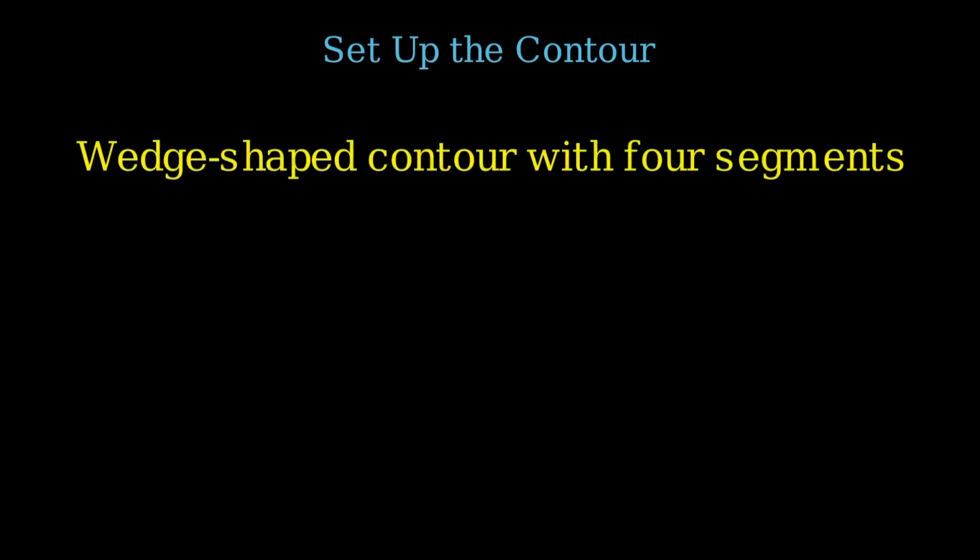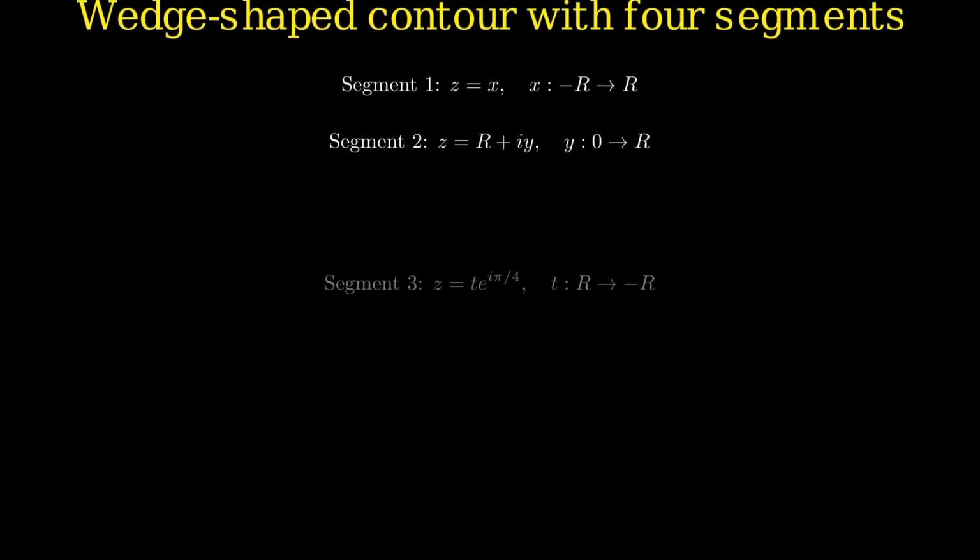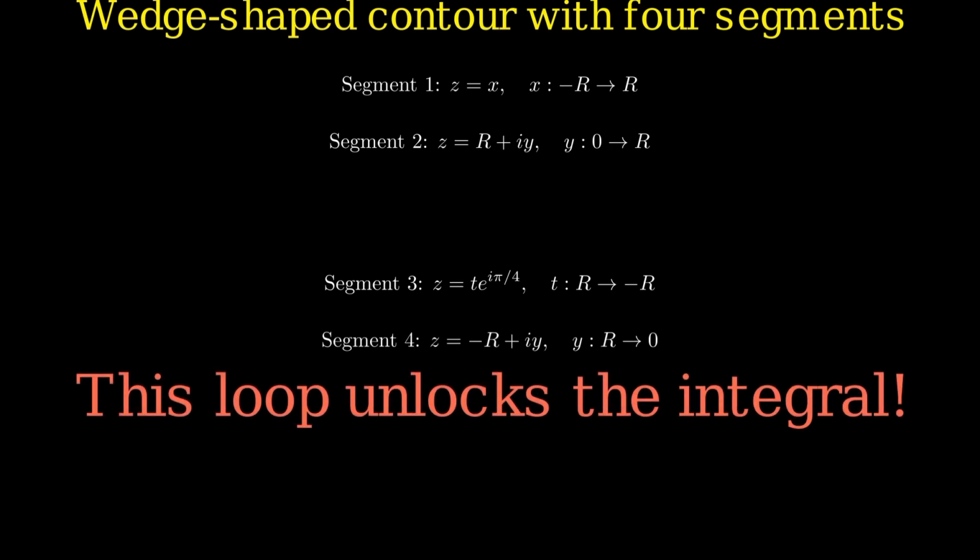Let's dive in. To solve this, we're going to use a special path in the complex plane called a contour. Picture a wedge-shaped loop with 4 parts. First, we go along the real axis from negative r to r. Second, we go straight up from r to r plus i times r. Third, we travel along a diagonal line at a pi over 4 angle from r times e to the i pi over 4 to negative r times e to the i pi over 4. Finally, we come back down from negative r plus ir to negative r. This loop is our key to unlocking the integral.